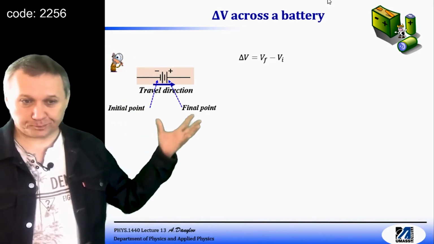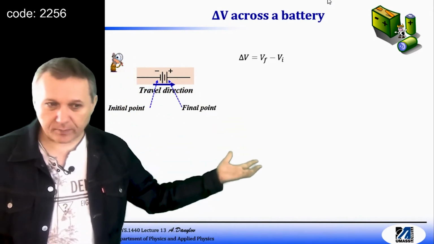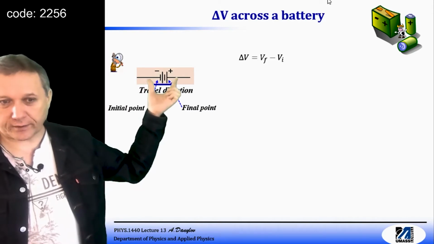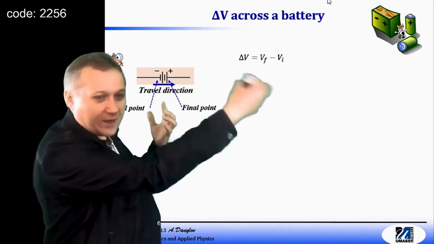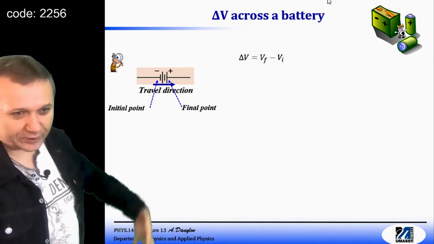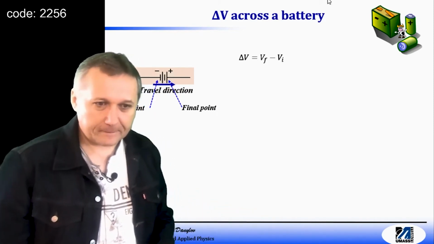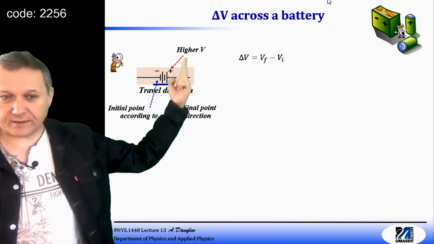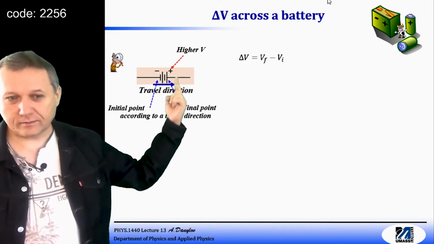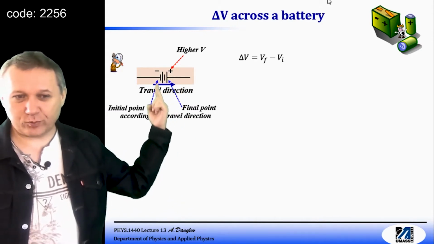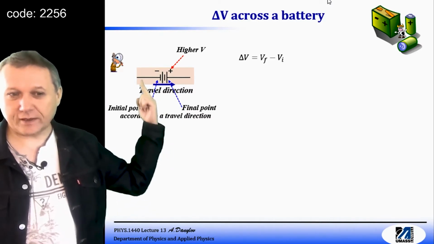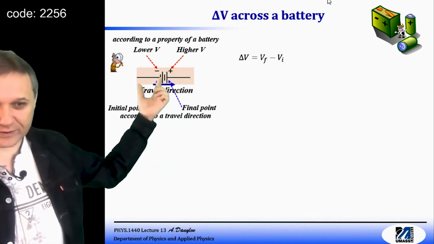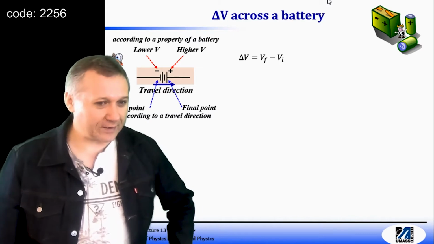Okay, so now, next, which point is at higher potential, initial or final? Because we need to analyze this. We know the properties of the battery, right? So this is the positive electrode, so it is at higher potential. Negative electrode is, of course, at lower potential. So using properties of the battery, we can tell immediately that this point is at higher potential, which is the final point, and this point on this side, which is the initial point, is at a lower potential, because we see the circuit, we see that this electrode is positive, that electrode is negative.